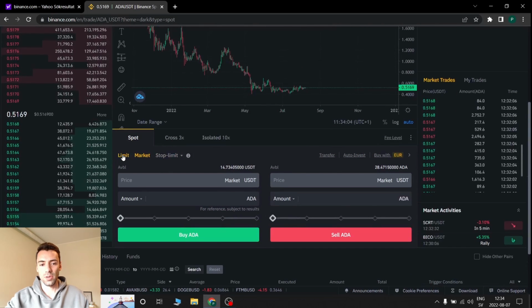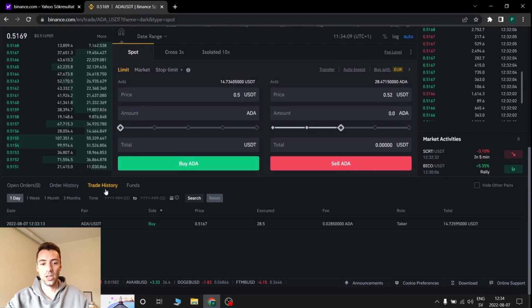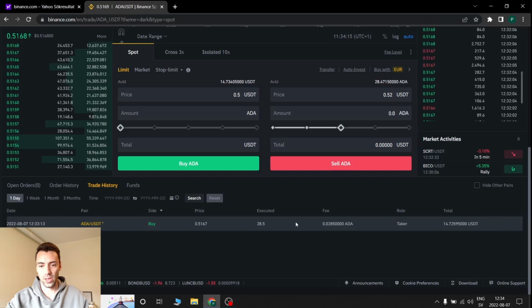So here, let's go back to limit. Here in the trade history is shown the trades that have already been done. This is what we have done. This was the price of Cardano. This was the amount. This is the fee actually. For example, for this transaction, we paid this amount of transaction fee.